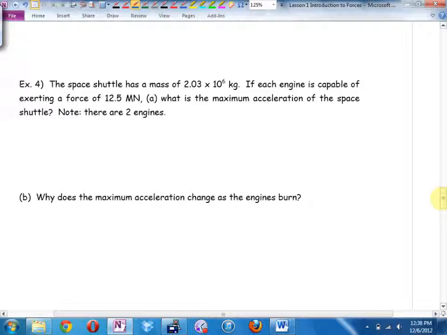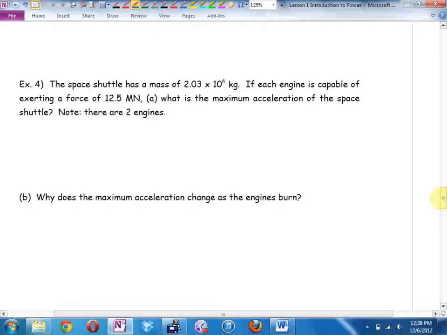The space shuttle has a mass of 2.03 times 10 to the 6 kilograms. It does, I looked it up. If each engine is capable of exerting a force of 12.5 MN, what does the capital M stand for? Oh, meganewtons. And I looked that up. That is what they're capable of exerting. What's the maximum acceleration of the space shuttle?